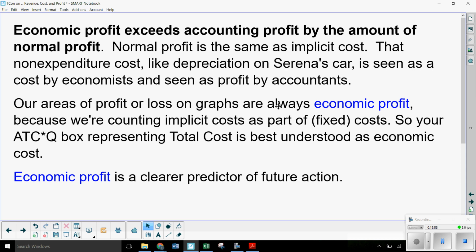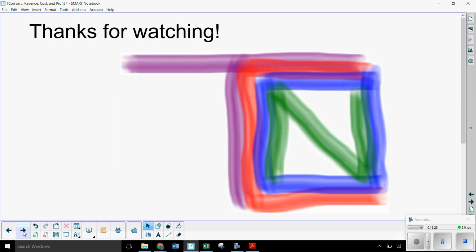One reminder: when you think about cost curves and graphs and you look for boxes of total revenue and total cost, the total cost box and the average total cost curve that we draw are always including the implicit cost as part of fixed cost usually. So when you see that there is no profit or loss box on a graph, that means there's no economic profit or loss. And that, of course, would mean that accounting profit would be positive and exactly equal to normal profit. Hopefully that has helped you a little bit.